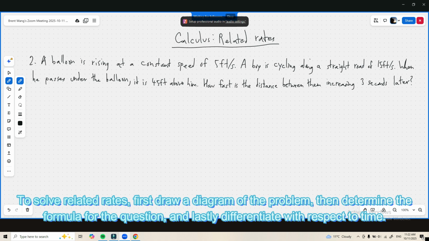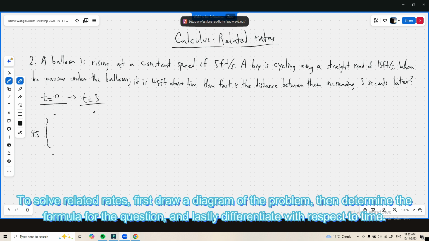Here's the second question. A balloon is rising at a constant speed of 5 feet per second. A boy is cycling along a straight road at 15 feet per second. When he passes under the balloon, it is 45 feet above him. How fast is the distance between the boy and the balloon increasing 3 seconds later? Let's draw a diagram first. At t equals 0, the balloon is here and the boy is here. This is 45 feet. And at t equals 3, this is what we're being asked to evaluate.